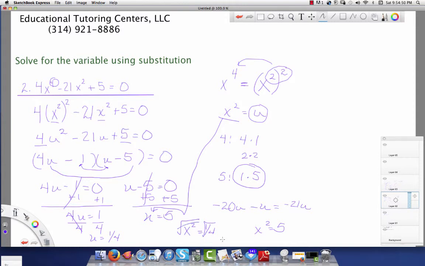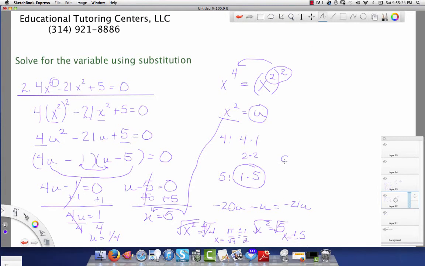So those cancel, leaving me with x is equal to the square root of 1/4, which could also be written like this. And the square root of 1 is just 1, and the square root of 4 is 2. And this is plus or minus whenever we take the square root. So that's 2 solutions of the 4 that's possible that we can have. And then we take the square root of this one. And so then x is equal to plus or minus square root of 5. So there's 2 more possible solutions.